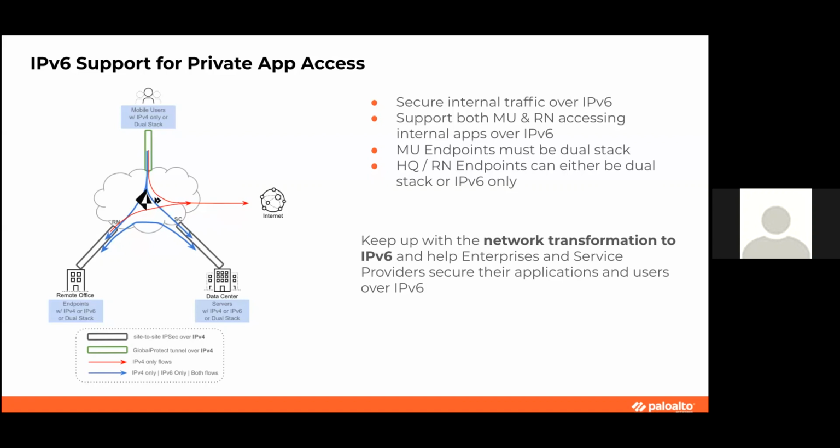Remote networks and the service connection must also form remote network and service connection tunnels over IPv4. Overlay traffic can be IPv4, IPv4 plus IPv6, or IPv6 only. And there will be no internet access to IPv6 destinations via Prisma Access.